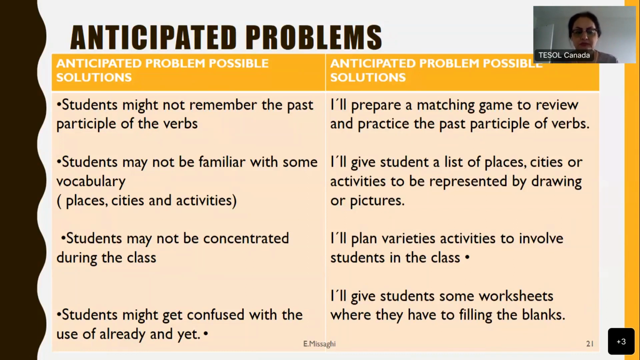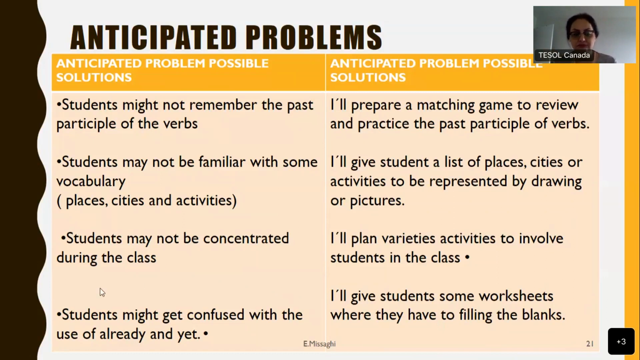Or a student may not be concentrated during the class. Use a variety of activities, ask them to read something or ask some questions. You can have games in the class. You can ask them to sing together. It depends on the class. And a student might get confused with the use of already and yet. So practice more. You can prepare worksheets for them. Sometimes you need to explain it again.